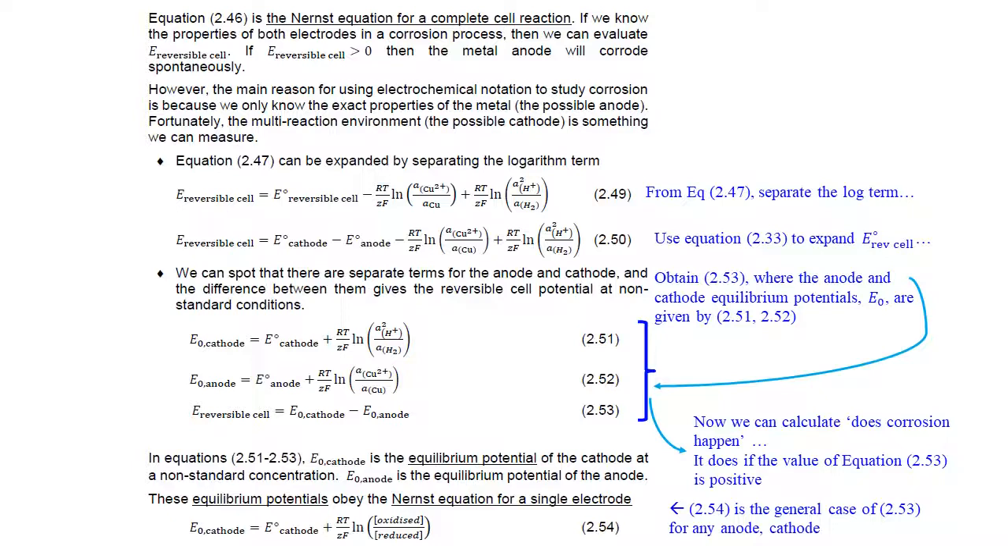Equation 2.53 just says we compute the cathode equilibrium potential of the oxidizing agent minus the anode equilibrium potential of the metal, and this gives us the reversible cell potential for the system. If the reversible cell potential evaluated by equation 2.53 is positive, then the corrosion process with the metal at the anode is predicted to happen.